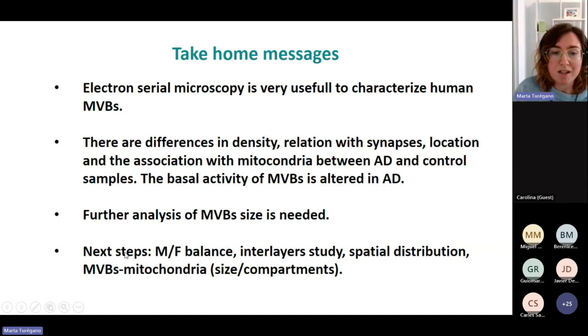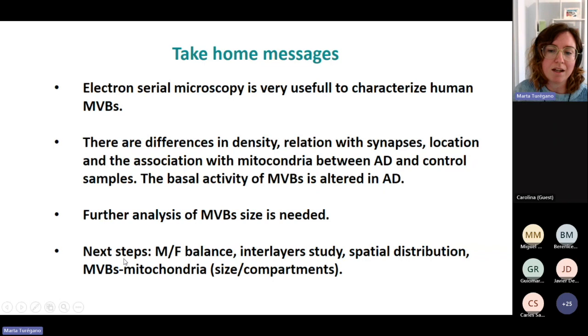And the next step that we have to do, of course, because this is very preliminary work, is a better balance of male and female samples and a study between the layers that we have, because I am sure that we will find differences between layers 2 and 3 from the entorhinal cortex and pyramidale, radiatum, and lacunosum-moleculare from CA1. We want to study the spatial distribution of the multivesicular bodies, whether they are clustered or randomly distributed in our tissue.